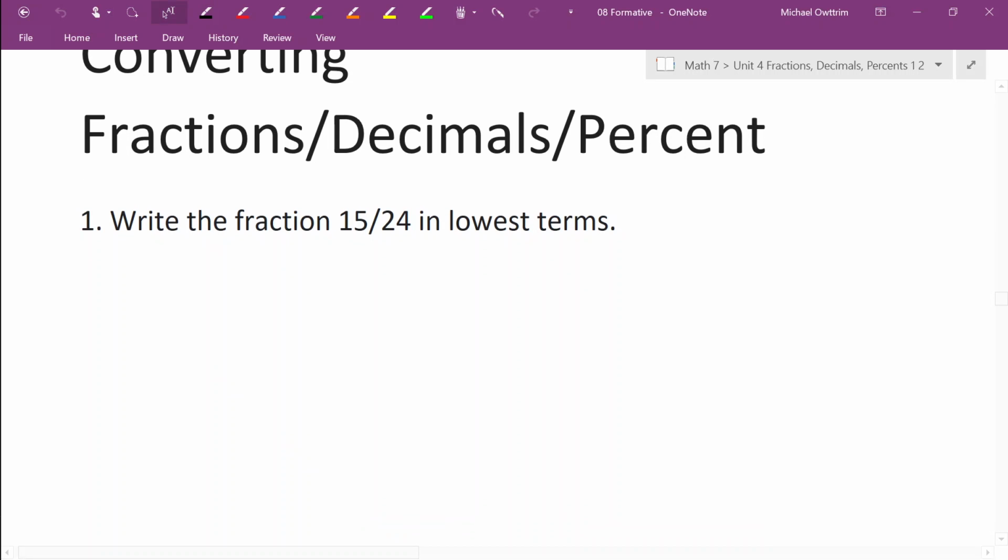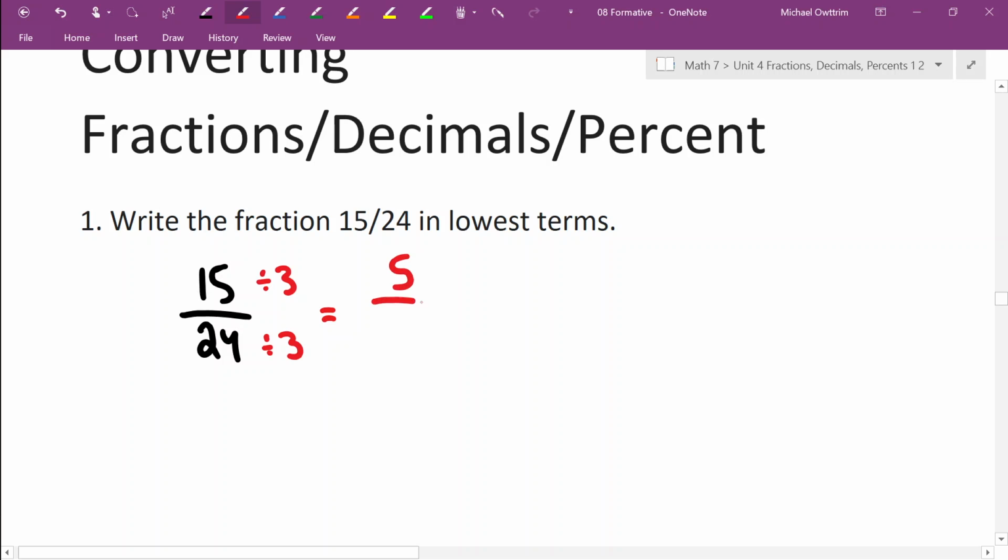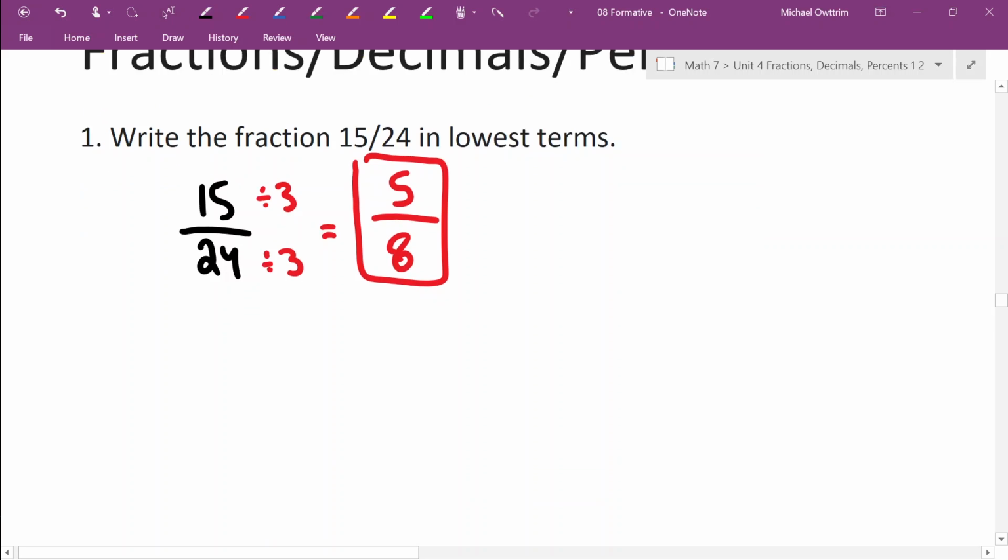First question asks us to write the fraction 15 over 24 in lowest terms. Of course, 15 slash 24 is really the fraction 15 over 24. We want to start by dividing these two numbers by anything they both divide by. So 15 is not even, so it doesn't divide by 2, but both of these numbers do divide by 3. So let's do that. 15 divided by 3 is 5, and 24 divided by 3 is 8. 5 is a prime number, so that does not simplify any further, and our simplest fraction is 5 over 8.